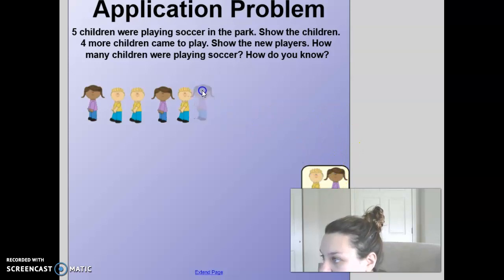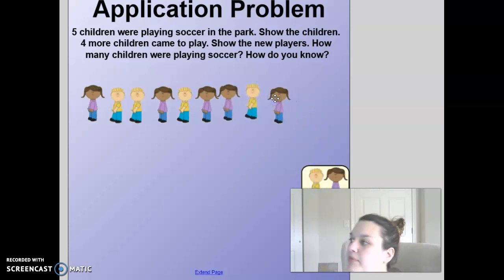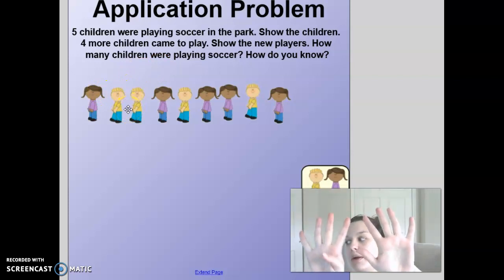4 more came to play. That was nice. 1, 2, 3, 4. How many children were playing soccer? So they want to know what our whole is, or how many altogether. We had 5, and 4 more came along.